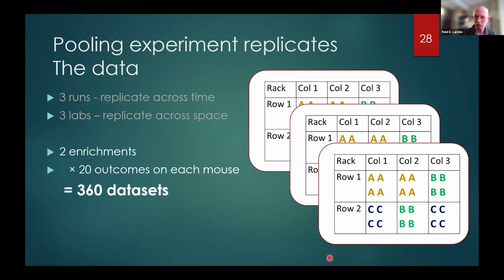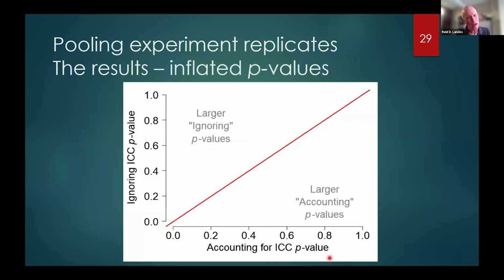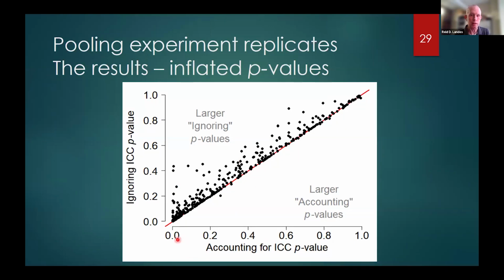So we've got 360 data sets. I said that, hey, look, if you don't appropriately account for that replicate, well, your p-values are going to be too big. So I analyze it ignoring the replicate, and analyze it accounting for that replicate. Let's see what the results are. Yeah, the p-values are kind of inflated.